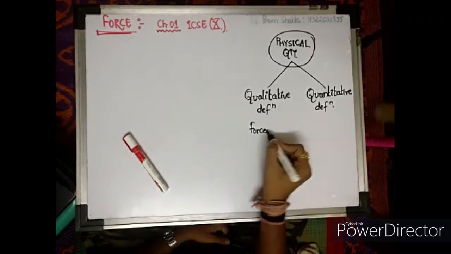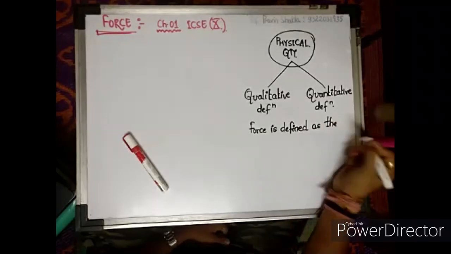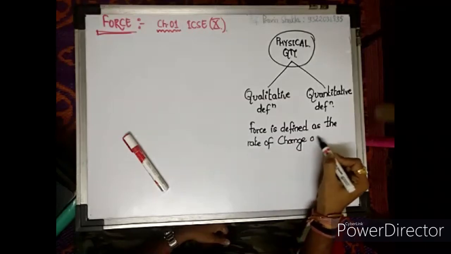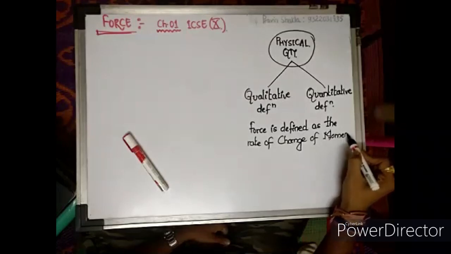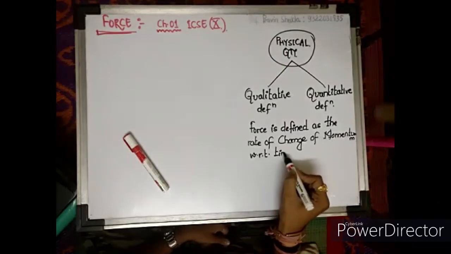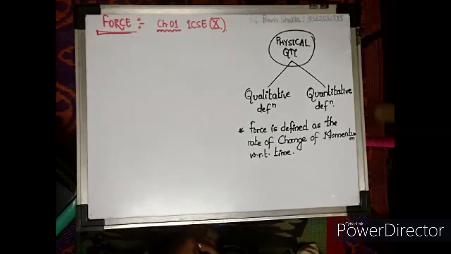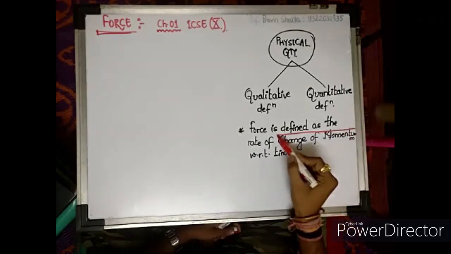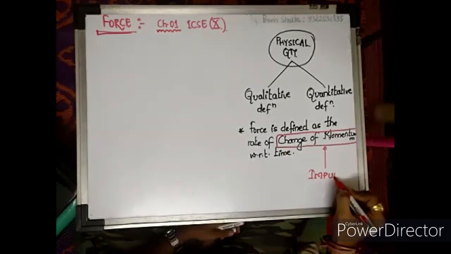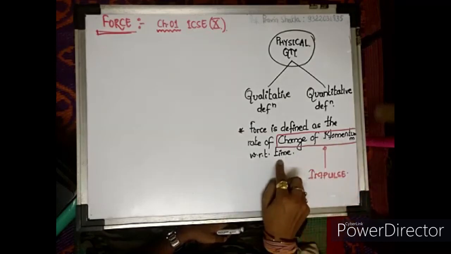So I'll write here the quantitative definition now. Force is defined as the rate of change of momentum with respect to time. And mind this well, this change of momentum is also called impulse if it is very small. Getting it or not? So if you divide the impulse by time, you get force.